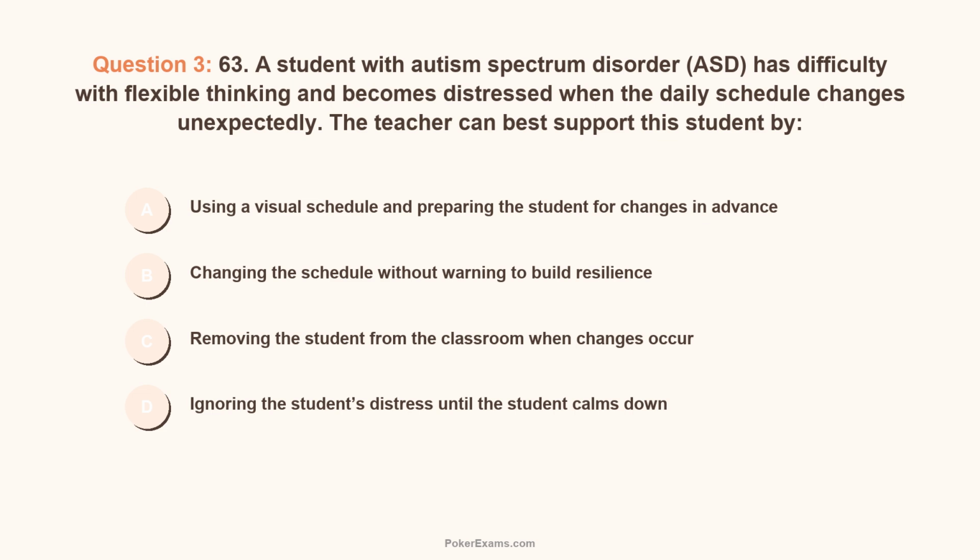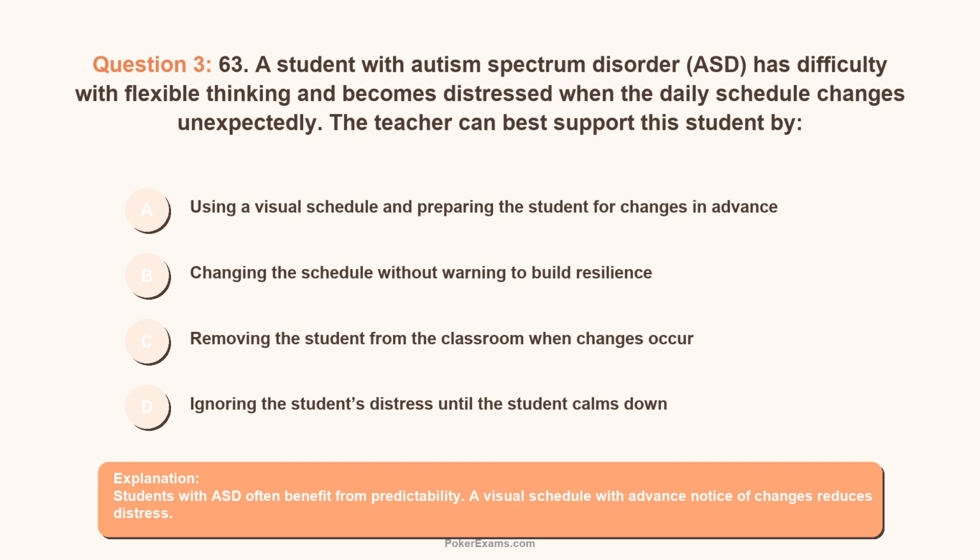Question 3. 63. A student with autism spectrum disorder, ASD, has difficulty with flexible thinking and becomes distressed when the daily schedule changes unexpectedly. The teacher can best support this student by using a visual schedule and preparing the student for changes in advance. Changing the schedule without warning to build resilience. Removing the student from the classroom when changes occur. Ignoring the student's distress until the student calms down. Students with ASD often benefit from predictability. A visual schedule with advance notice of changes reduces distress.